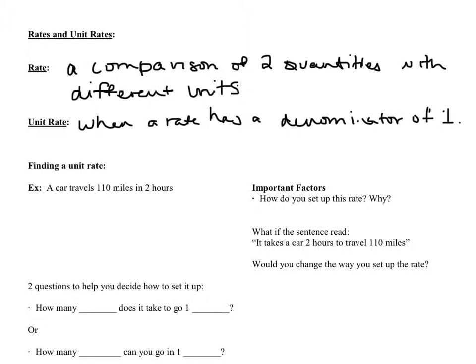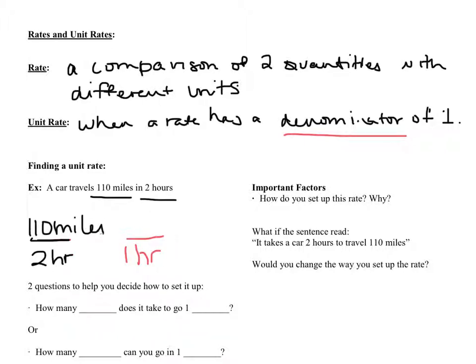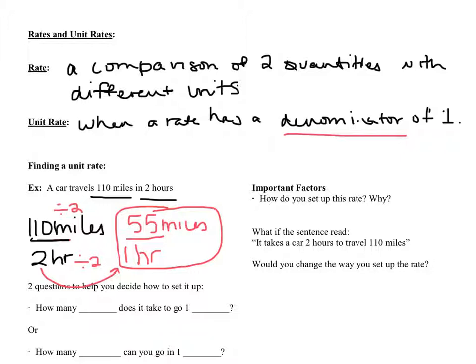So in the first example, it says that the car travels 110 miles in 2 hours. So the thing that we want to know is, how many miles can it travel in 1 hour? And since we want that 1 to be part of the denominator, I'm going to put 1 hour here. That's my objective, is to get there. But they give me 2 hours to start with. And I'm going to put on top of that 110 miles. And so then to make a 2 into a 1, I divide by 2. But with fractions, whatever you do on the bottom, you have to do it on the top. So 110 miles in 2 hours would have a unit rate of 55 miles per 1 hour.